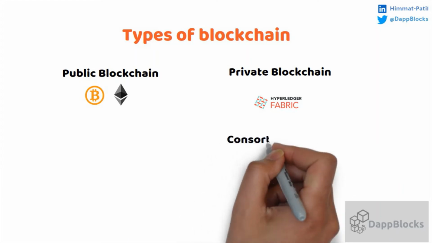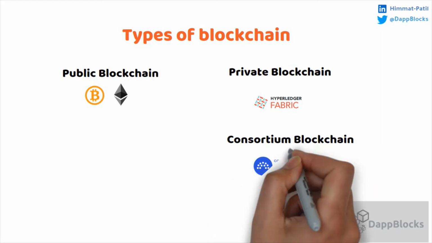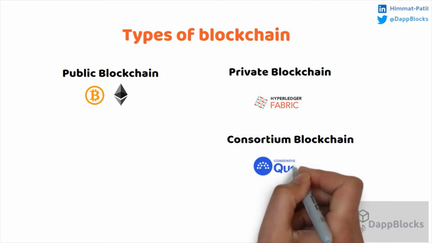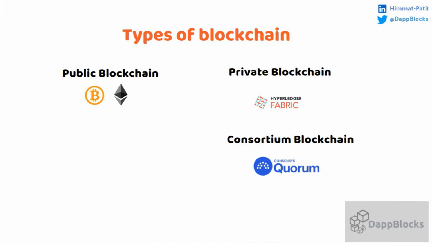Consortium blockchain. Consortium blockchain is a separately designed private blockchain. It is controlled by groups rather than individuals. Consortium blockchain is a semi-decentralized blockchain. Consortium blockchains are typically used by banks and government organizations. An example of consortium blockchain is Quorum.